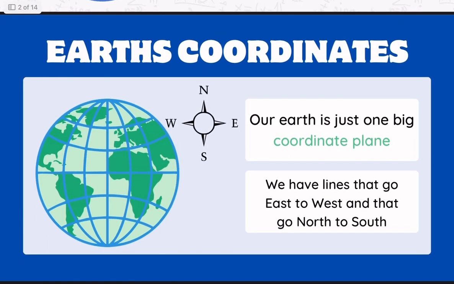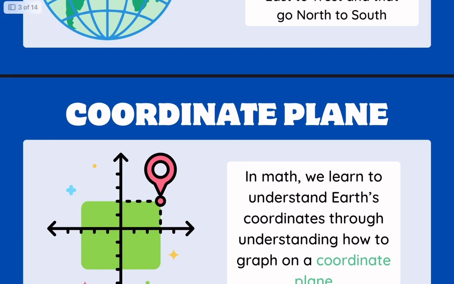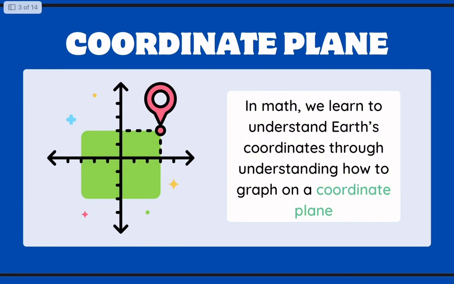So now, where does graphing even come from? Well, it comes from Earth's coordinates. Our Earth is just one big, what we call, coordinate plane. We have lines that go east to west and that go north to south. Now in math, we learn to understand Earth's coordinates through understanding how to graph on that same coordinate plane, where instead of east to west, we have an x-axis, and instead of north to south, we have a y-axis.